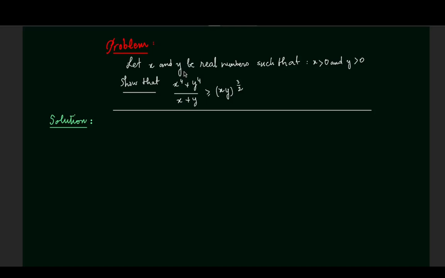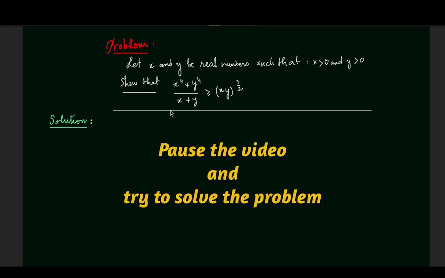Today we have a new problem. Let x and y be real numbers such that x and y are positive. Show that (x to the fourth plus y to the fourth) over (x plus y) is greater than or equal to xy to the 3/2. Okay, you can, as usual, pause the video and give it a try.